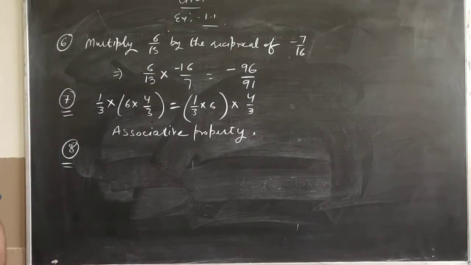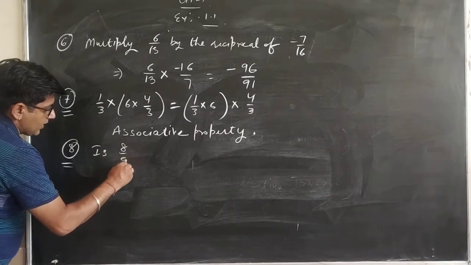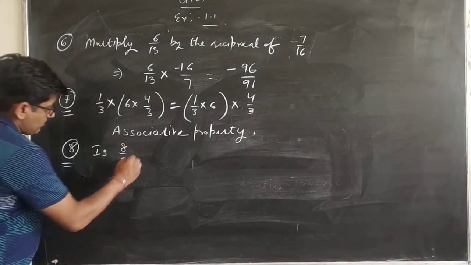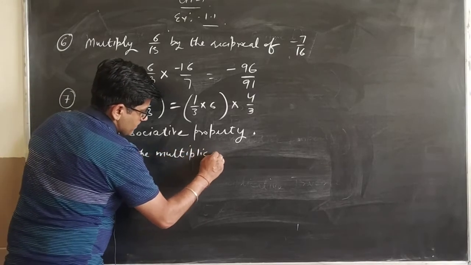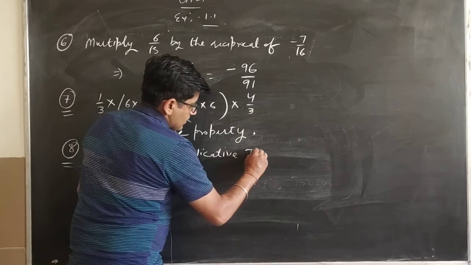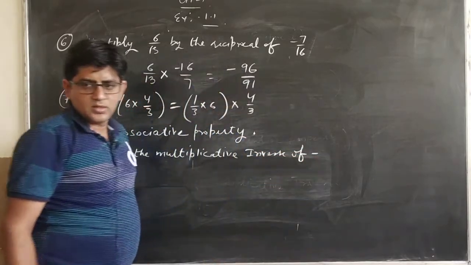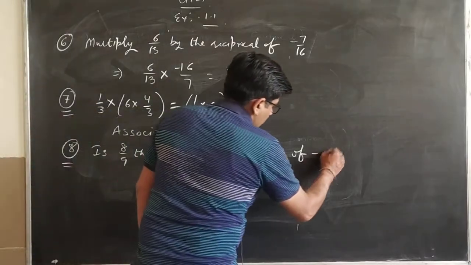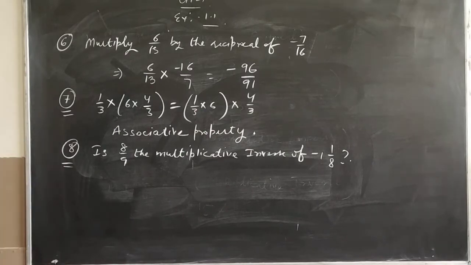Now comes the 8th question. Question is, is 8 upon 9 the multiplicative inverse of minus 1 is to 1 upon 8? And we have to tell why or why not.